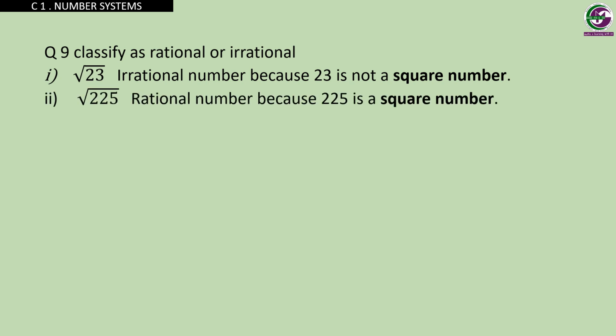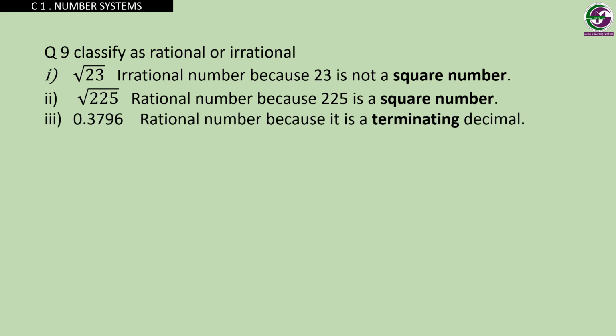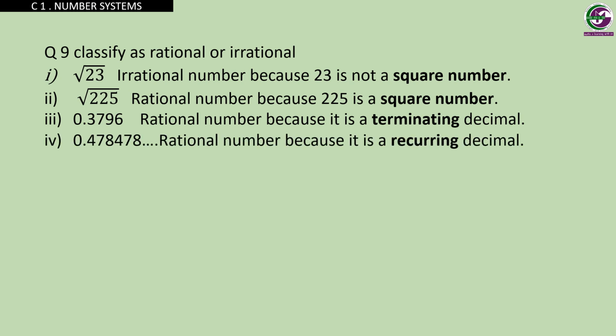Another one is square root of 225. This is a rational number because 15 times 15 is 225. So it is a square number. So this is rational. This is an 0.3796 is an ending or terminating number, which is rational again. Here also it is repeating number 478. 478 is repeating or recurring. So this is rational number.